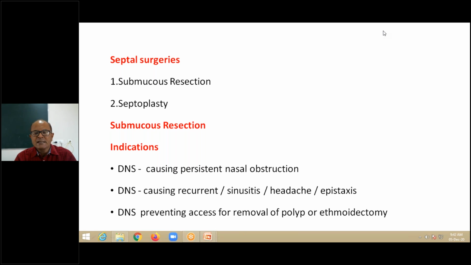And the next is the suturing technique. The suturing technique means, here what you do is you take a mattress suture. Here the entry point of the suture should be on the convex side, and the exit point also should be on the convex side. So you take a mattress suture, and then you slowly tighten the suture till the septum becomes straight.